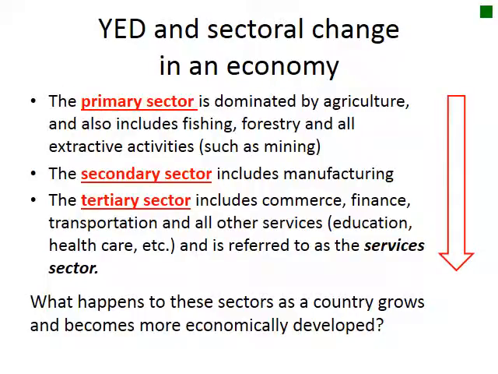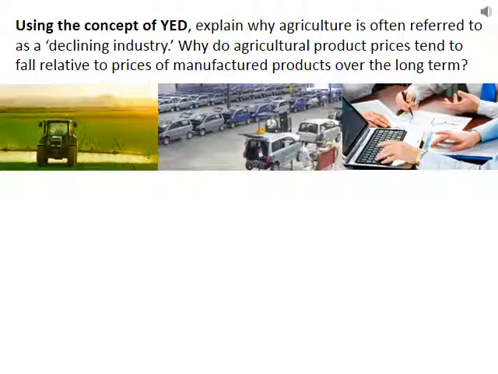So what happens to these sectors as a country grows and becomes more economically developed? Well, I've already sort of mentioned that. As an economy becomes more developed, they move more and more away from the primary and towards the tertiary sector. Using the concept of income elasticity of demand, explain why agriculture is often referred to as a declining industry. Why do agricultural products' prices tend to fall relative to prices of manufactured products over the long term?